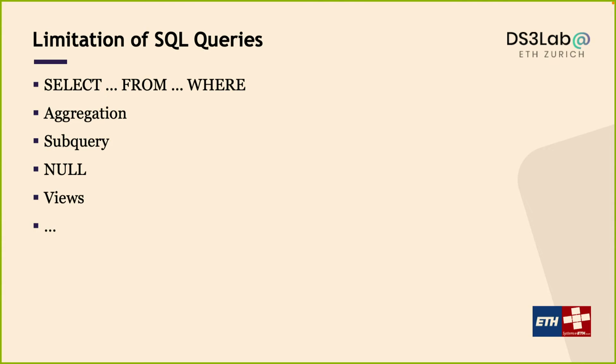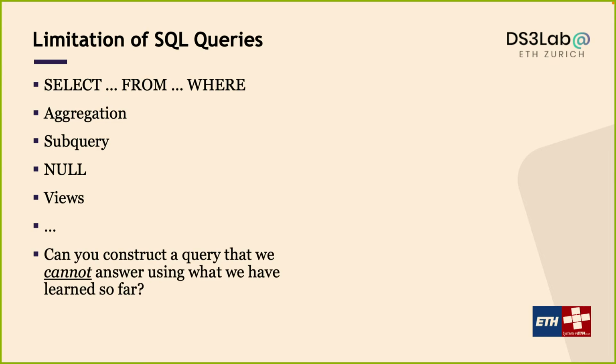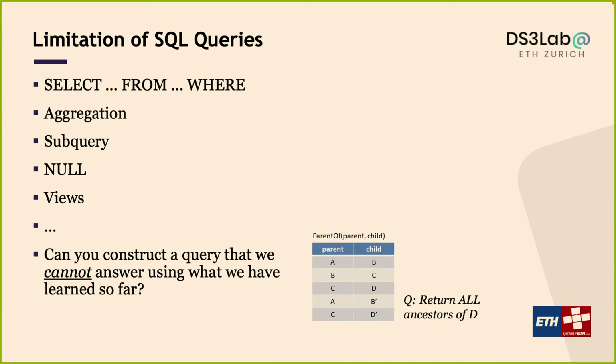So that goes back, if you remember, like 2 weeks ago or 1 week ago, we talked about the limitation of relational algebra. That's actually the same query. So assuming I have a relation that looks like this, with a parent and a child, I want to say, give me all the ancestors of a certain person.